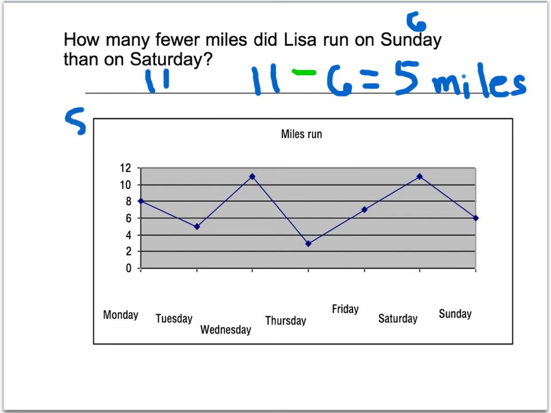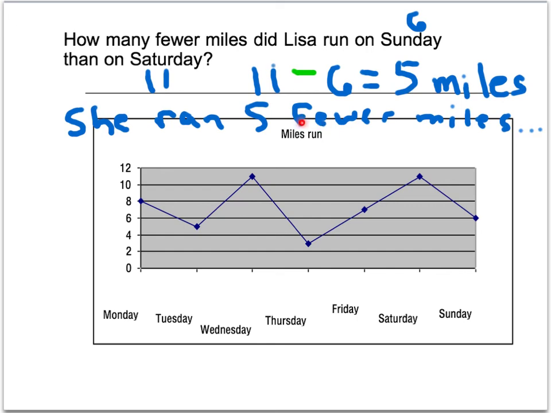We could also write that out back into a number in a sentence to answer our question. She ran 5 fewer miles. And then you would also probably say on Sunday than on Saturday.